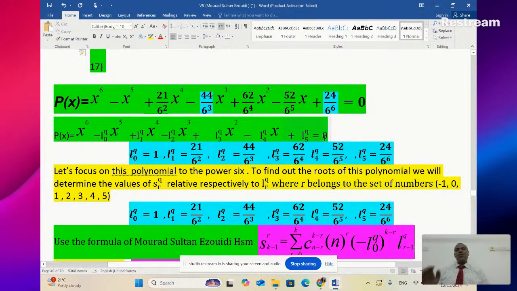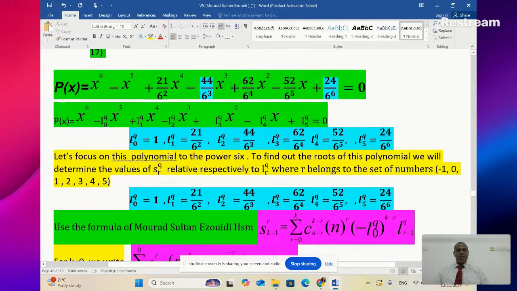In this example, learners, you will get exact roots of this polynomial to the power 6, but the roots are all complex. There is no real root in this example. So let's focus on the theorem that I discovered.